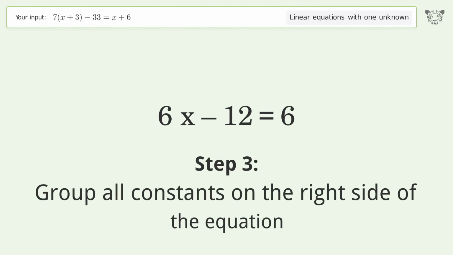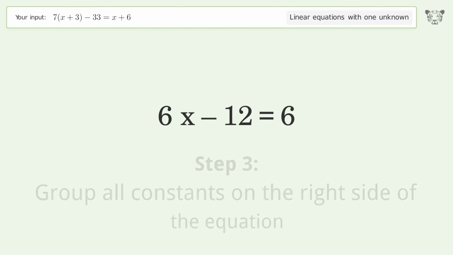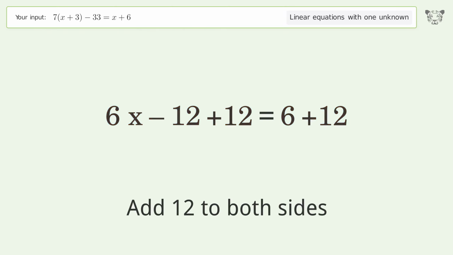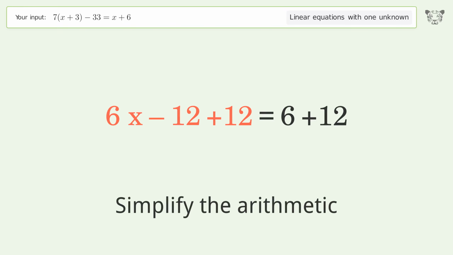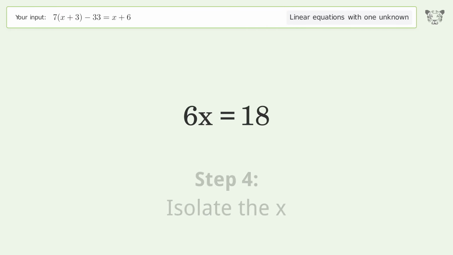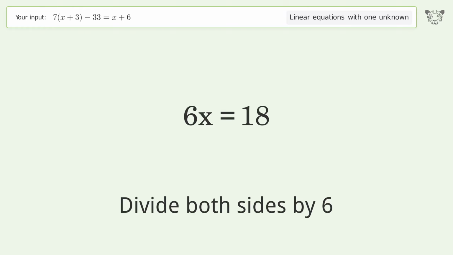Group all constants on the right side of the equation. Add 12 to both sides. Simplify the arithmetic. Isolate the x. Divide both sides by 6.